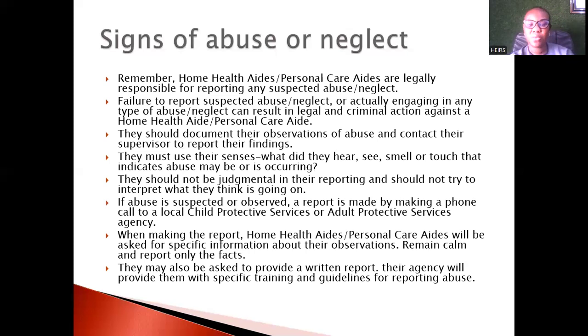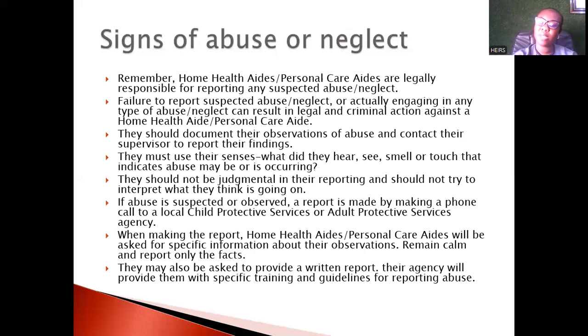Then, as we said in the previous lecture, you want to also use your senses. What did you hear? What did you see? What did you smell? What did you touch? That may indicate abuse is occurring. Then, do not be judgmental in your report. Do not try to interpret what you think is going on.